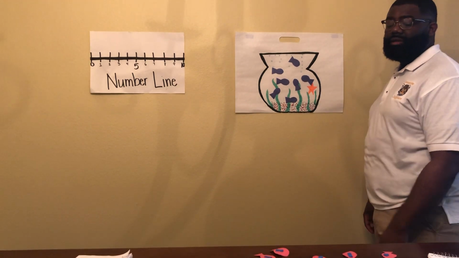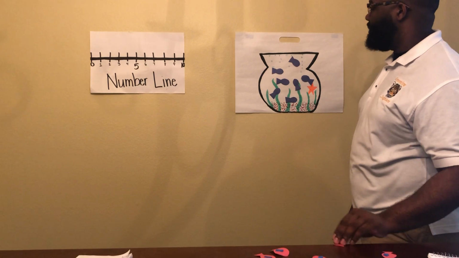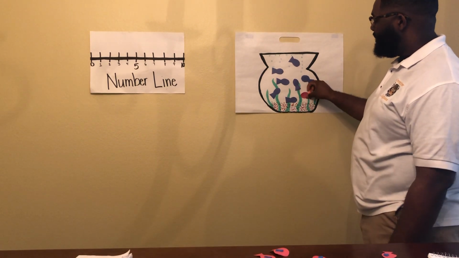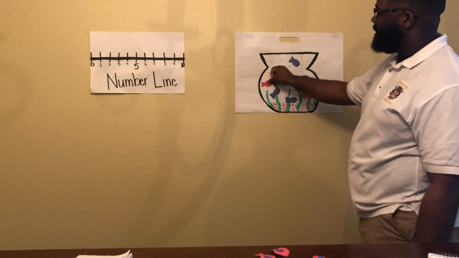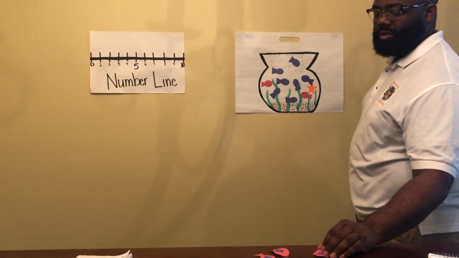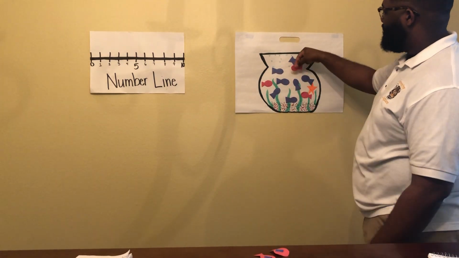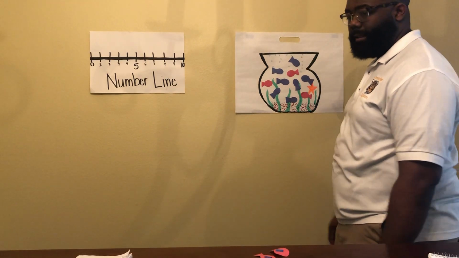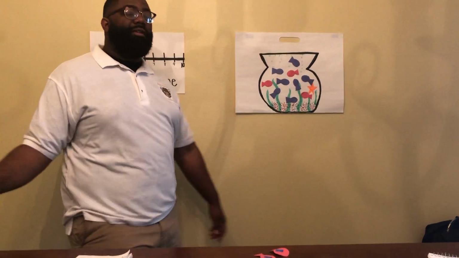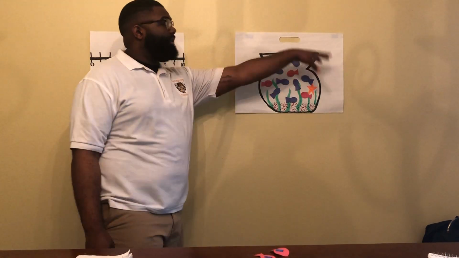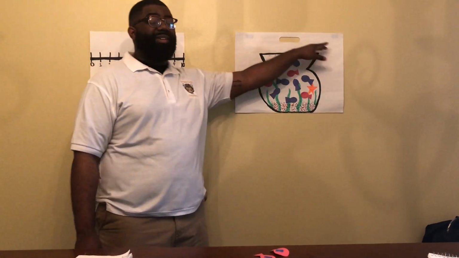Cameron says 3. All right, so let's put 3 in there, Cameron. Count them for me. 1, 2, 3. All right, good job. So Cameron put in 3 red fish. Now we're going to count these fish to see if it equals the number 10.